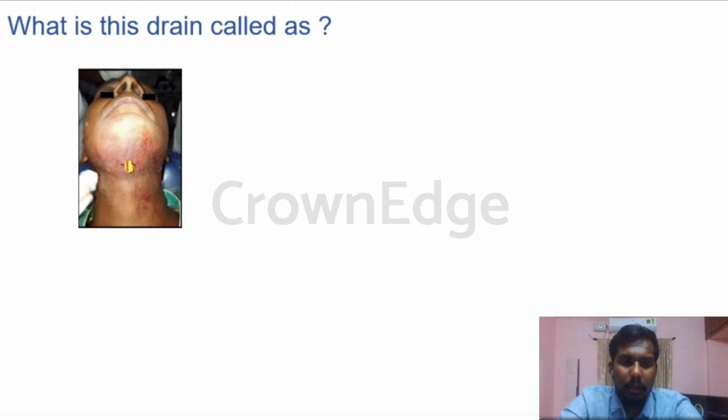So, let us go ahead. The drain you saw there is a corrugated rubber drain. Yes, Shruti. To be more specific, it is a corrugated rubber drain. Many of you have answered it as Penrose drain. Please check in Google what a Penrose drain is. A Penrose drain looks more like a tube of rubber. It is also made of rubber, but it is more like a tube.